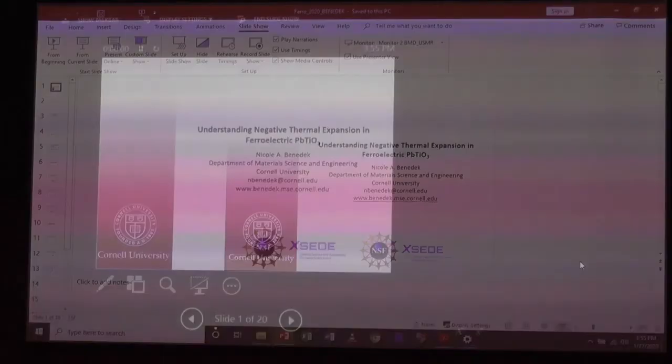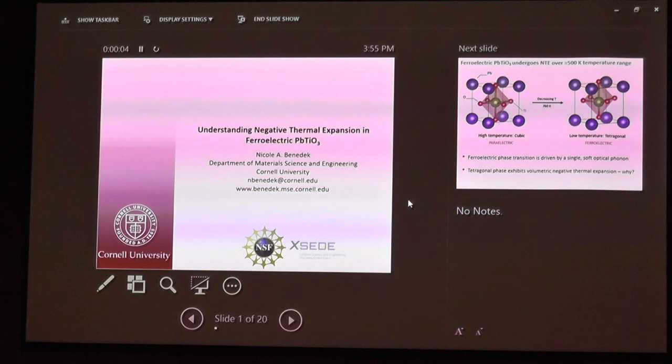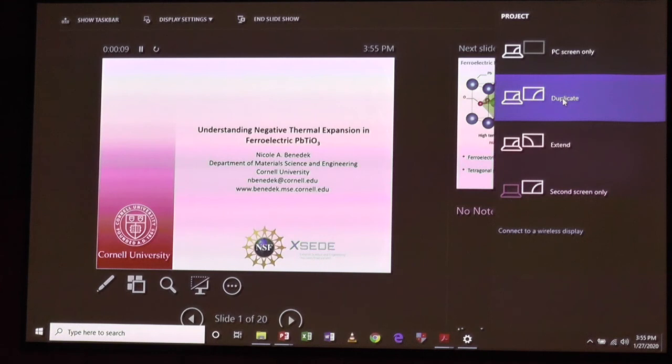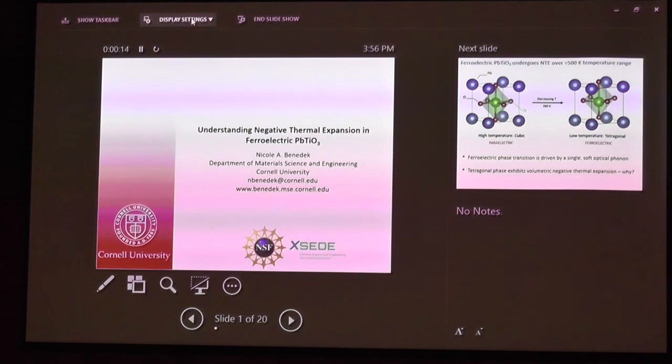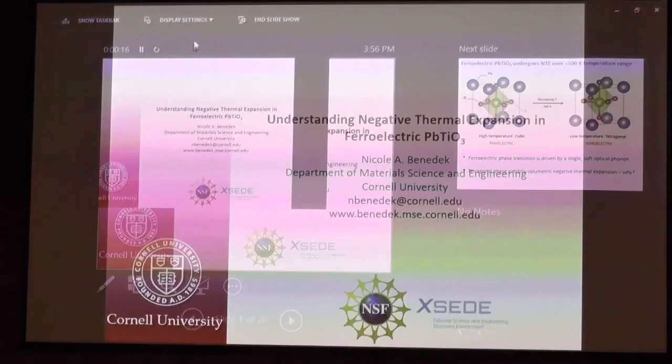But then you see, this is. No, but I know how to switch that, though. We can just say duplicate over here. No, it is already duplicate. Oh, okay. We can do this. Swap. Okay.